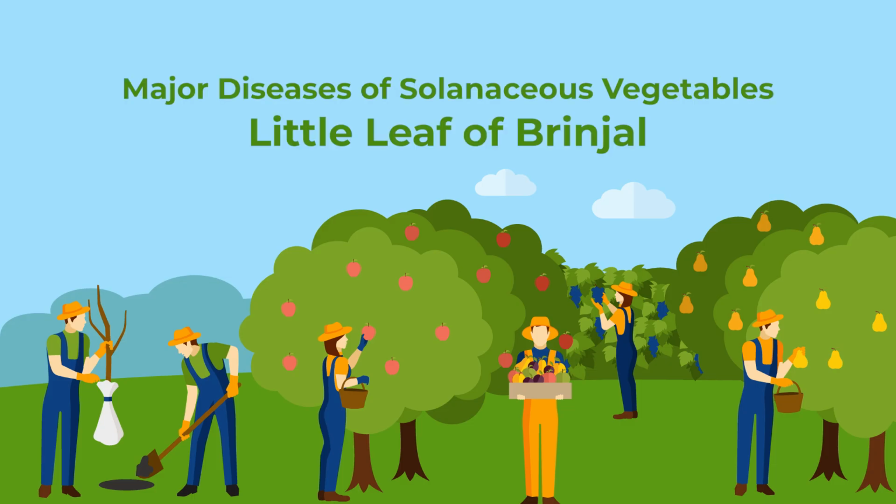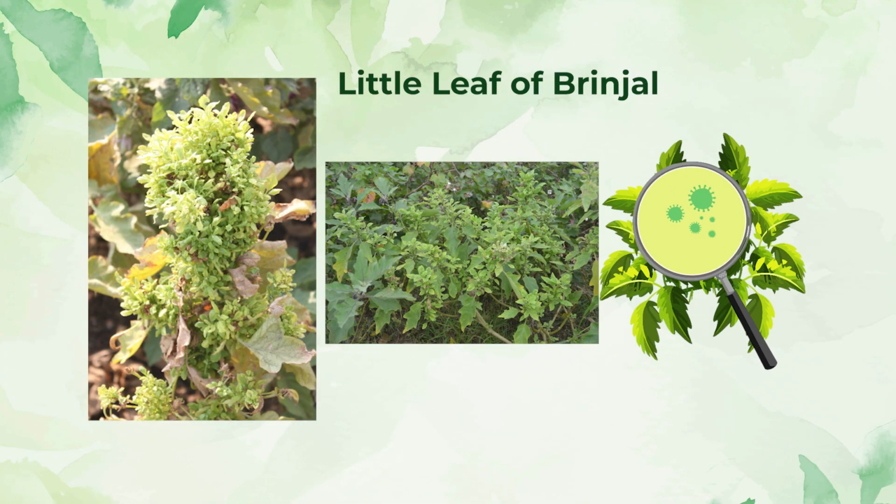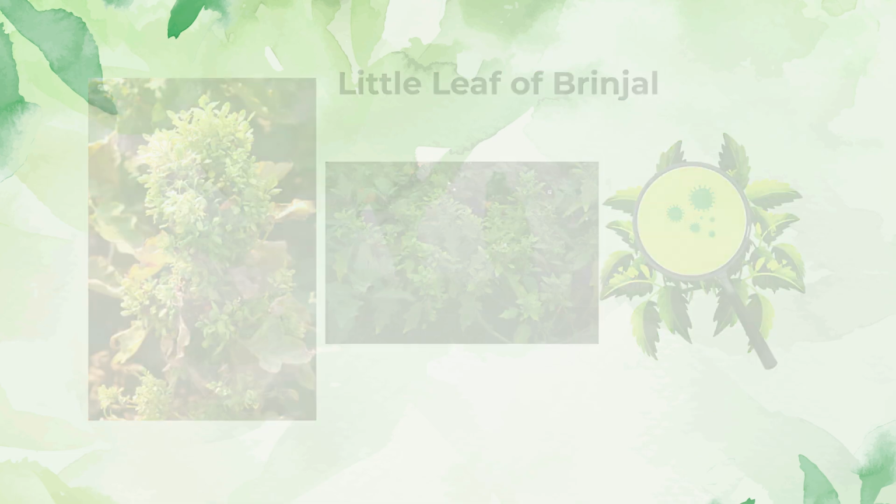Eighth, little leaf of brinjal. The characteristic symptom of this disease is excessive shortening of leaves. Numerous leaves aggregate in a bunch, giving it a bushy appearance. Due to shortening of internodes, the plants become dwarf. The infected plants are totally unproductive and do not bear flower or fruit. Organisms like mycoplasma are responsible for this. The pathogen is transmitted by vector leaf hopper.